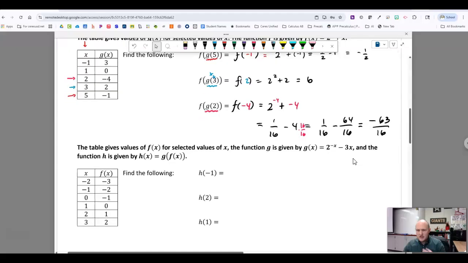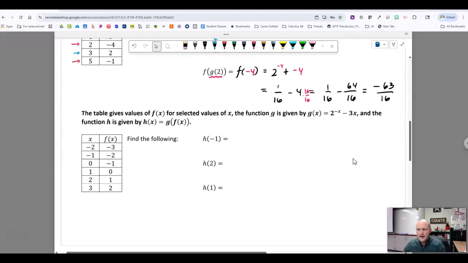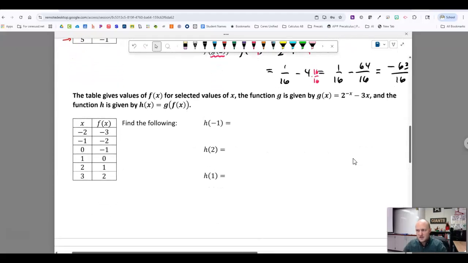Okay, let's look at a similar idea here, except we'll do something that the AP exam loves to do. They'll give you information. F is in a table of values for select values of x. G is given in an algebraic form here. And then they define a third function, h. They say h is equal to g of f of x. So what is h of -1?